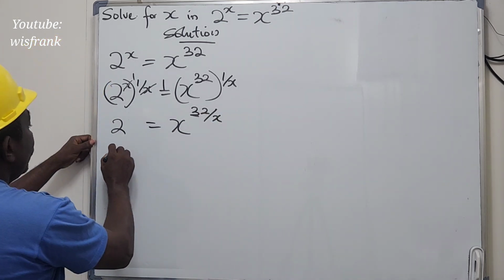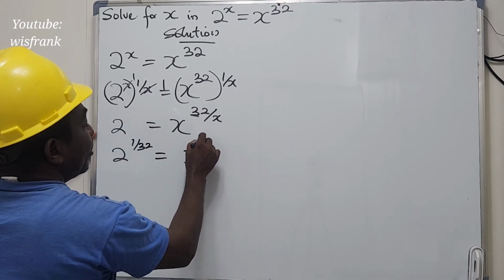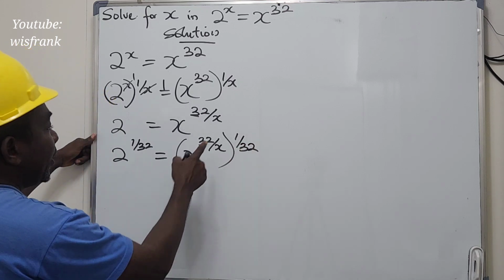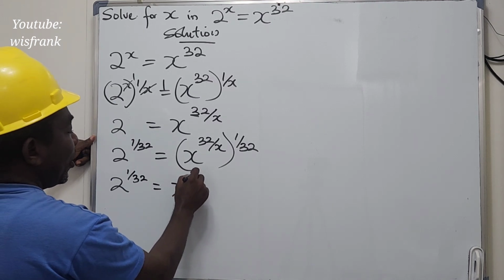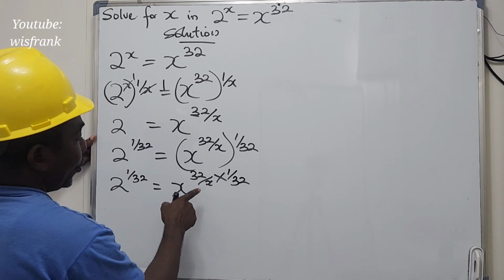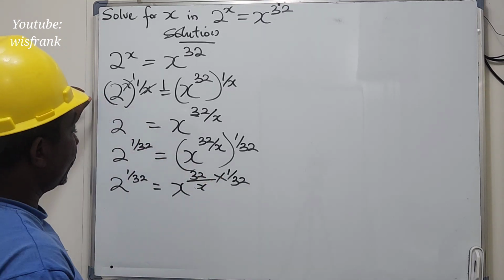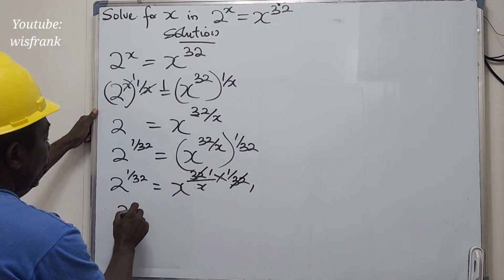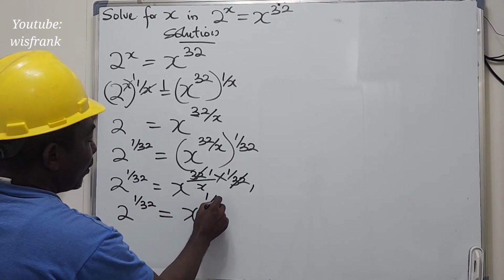32. So this will become 2 to the power of 1 over 32 equals x to the power of 32 over x, all to the power of 1 over 32. So this is the same thing as having 2 to the power of 1 over 32 equals x to the power of 32 over x times 1 over 32. So in this case, you can rewrite this as 32 over x times 1 over 32. In this case, 32 will cancel here and 32 will cancel here. We are now left with 2 to the power of 1 over 32 equals x to the power of 1 over x.